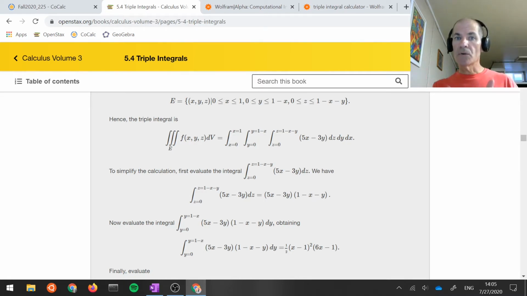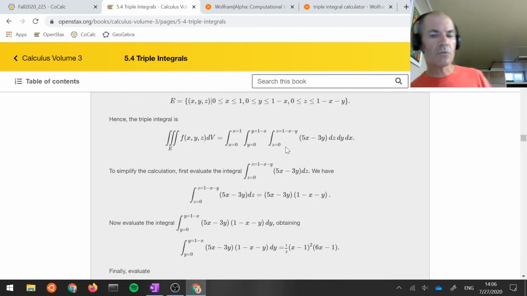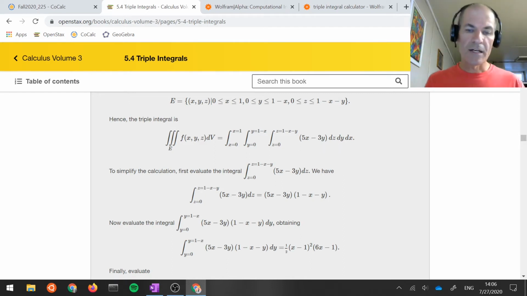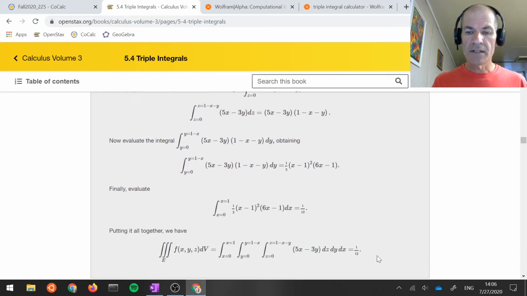Once you've set up the integral, which is like 90% of what I want you to get out of this section, you can begin to integrate. You integrate with respect to z first, and you see there's no z here, so that's a pretty easy integration. You plug in the top, plug in the bottom, subtract, integrate with respect to y, integrate with respect to x, and when all is said and done, you get 1/12. Alternatively, you can jump over to Sage and plug it in over there, or your favorite other computer program that does integration.